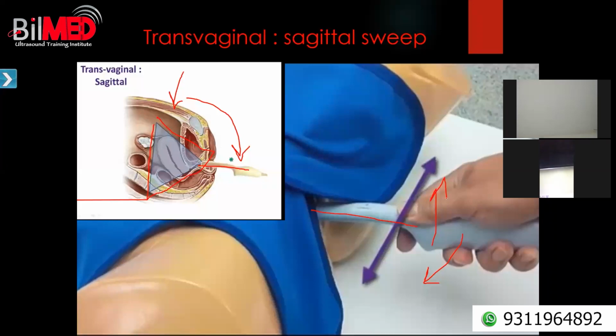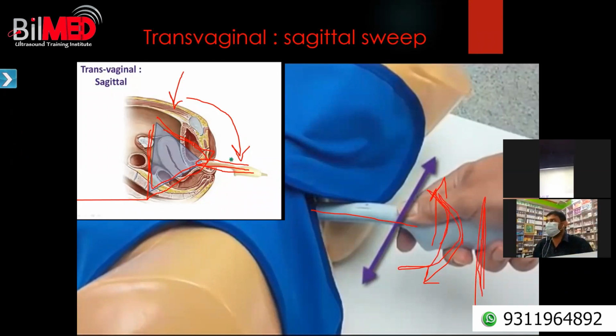Let me repeat the question. You have inserted the probe, okay? Yes, sir. The image is coming up. Now you want to take the multiple scan planes of the uterus. Will you rotate this probe this way, or up and down, or this way? Wait, is my image coming? Yes, sir.